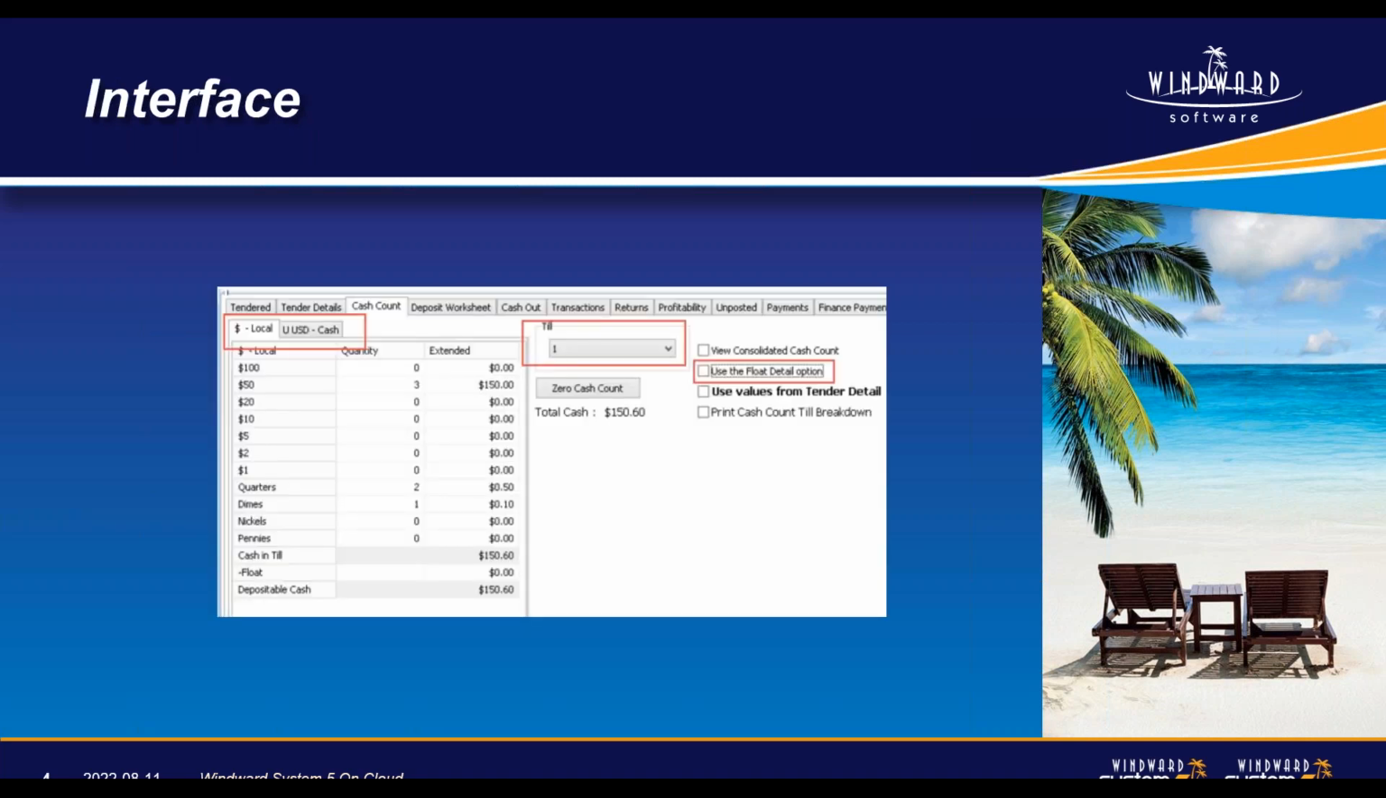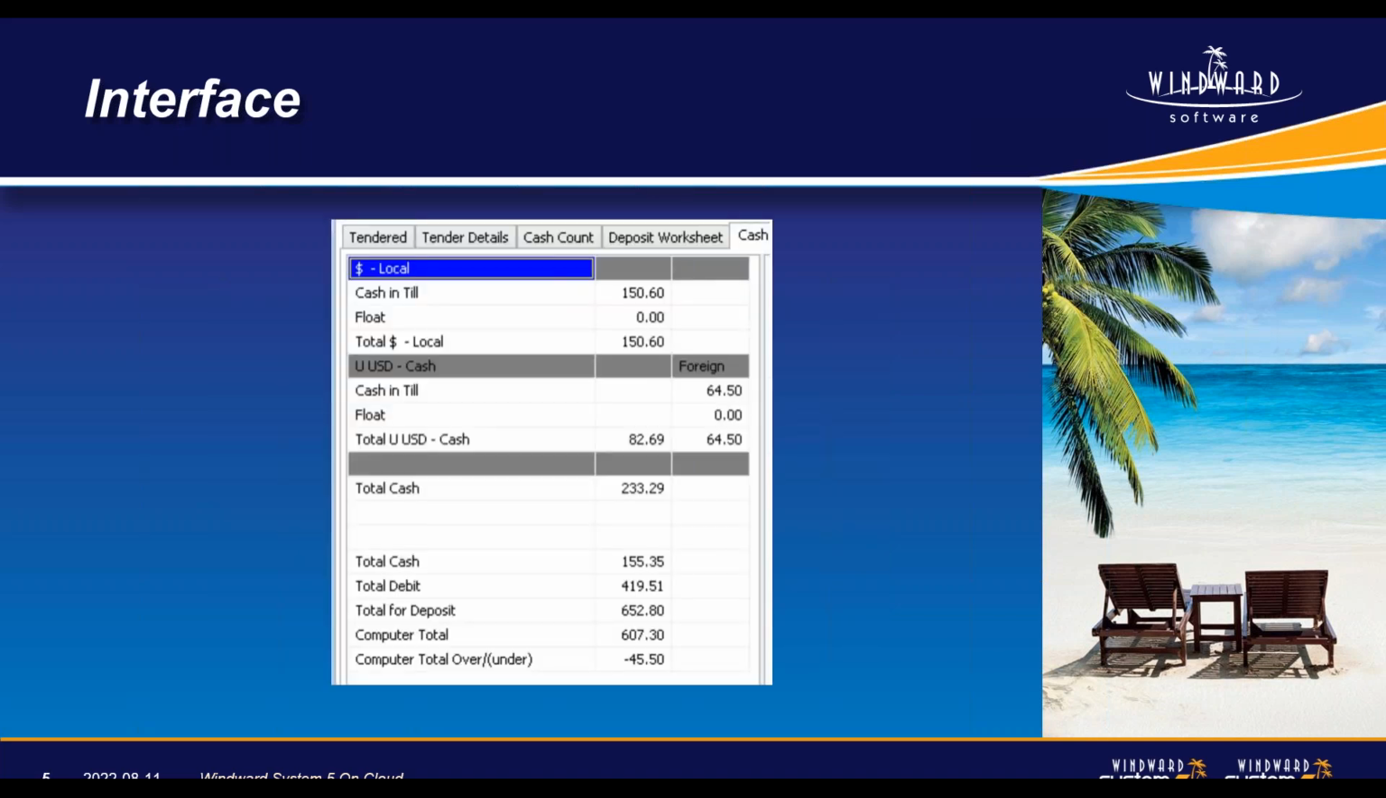For the interface, this is just a sample screenshot of the point of sale transaction report. You can see here we have the cash count tab, and sub tabs that say local and USD cash. In this setup, you have the local Canadian dollar and the US dollar tender options. Here you can see the cash count, which segregates the local currency that you've tendered, and there's another separate tab for the foreign currency.